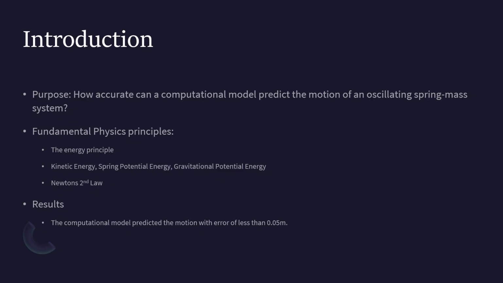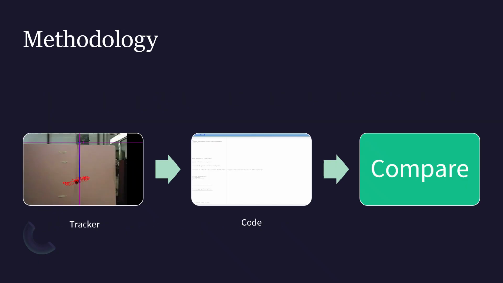The fundamental physical principle that we'll be using is the energy principle, which states that the energy of the system equals the work done on the system by the surroundings. The different energies that we'll be using are the kinetic energy, spring potential energy, and gravitational potential energy, which we'll see later on. And we'll be using Newton's second law for the update of the velocity and position. For results, we'll see that our computational model had some errors, but we're actually pretty close.